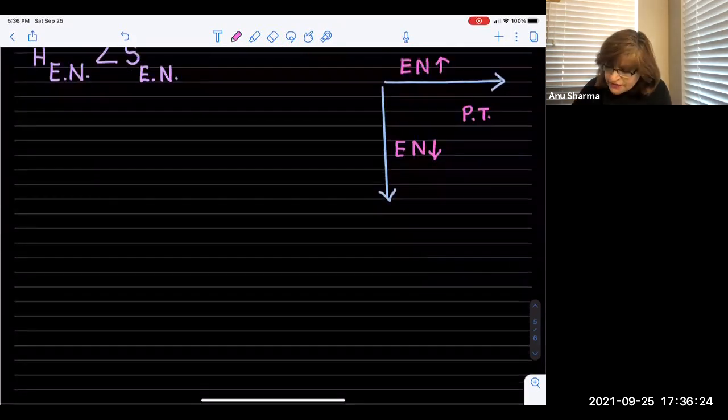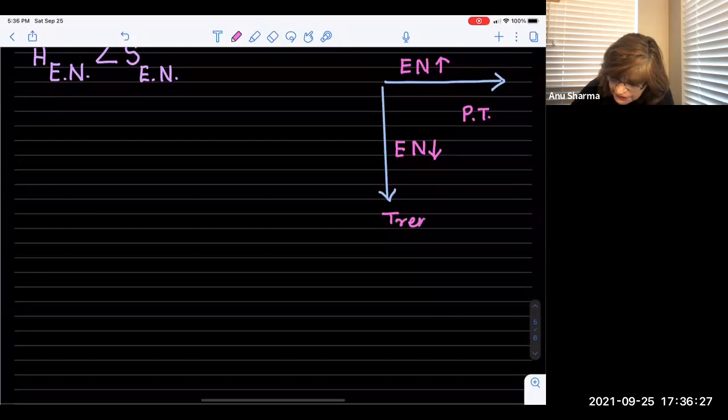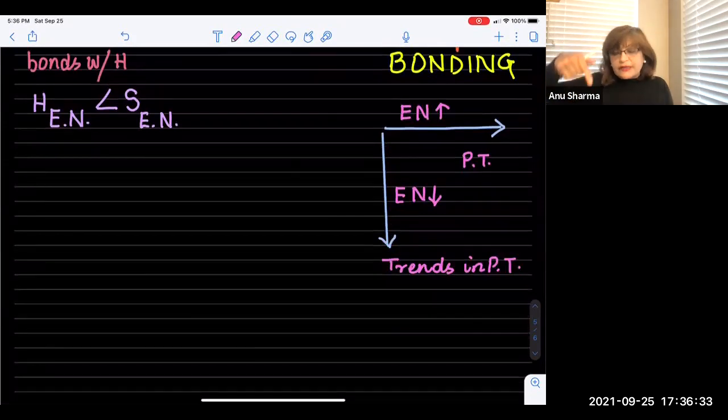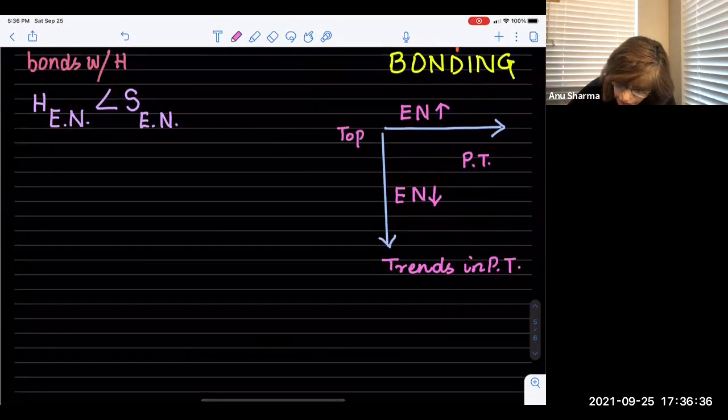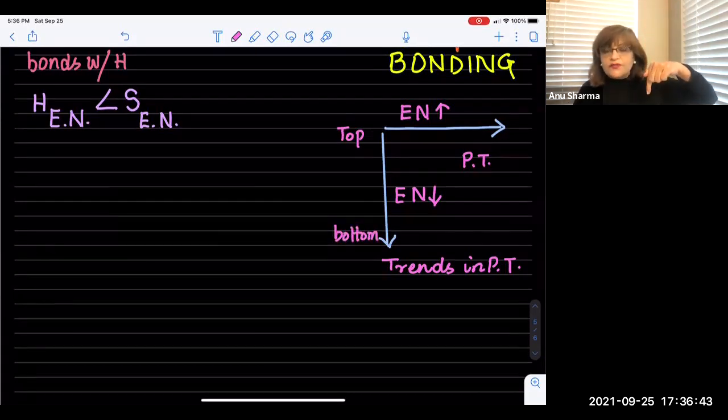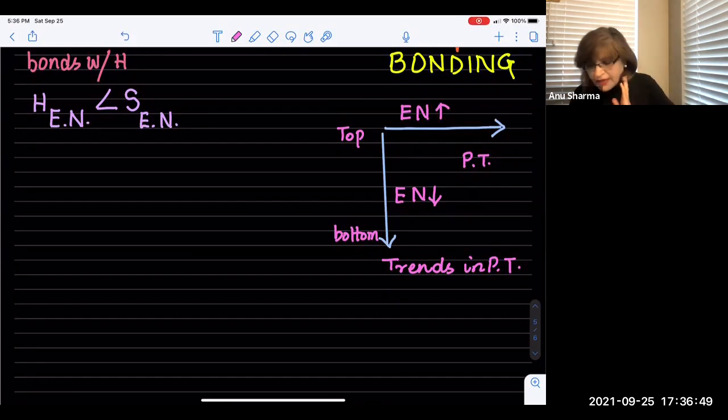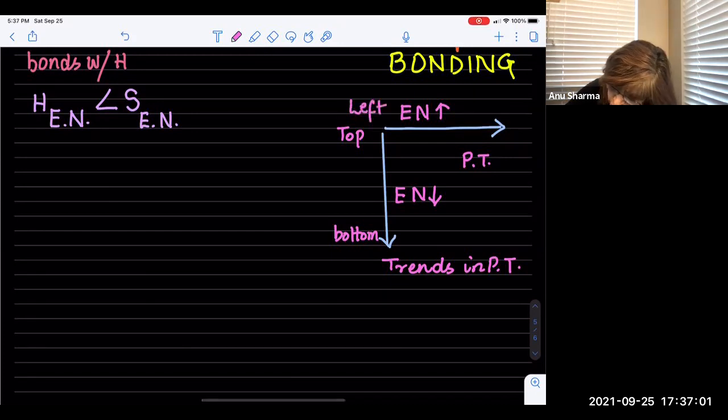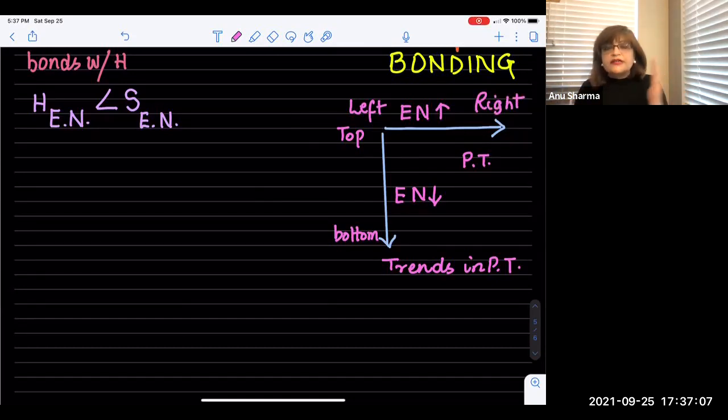You look at the trends in the periodic table. In those trends, you will see that when you go from top to bottom in the same column, just move your finger, the value of the electronegativity goes down. So the electronegativity decreases from top to bottom in the same column. But in the same row, when you go from left to right, the electronegativity increases.